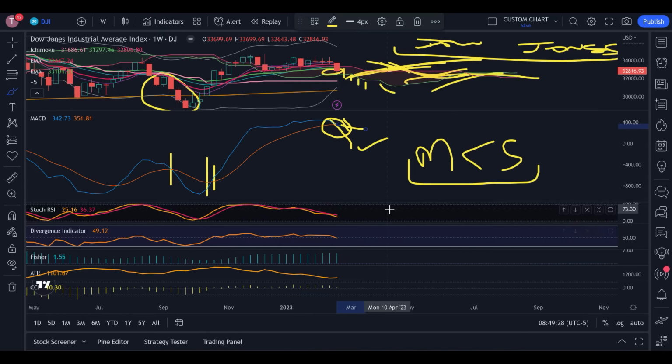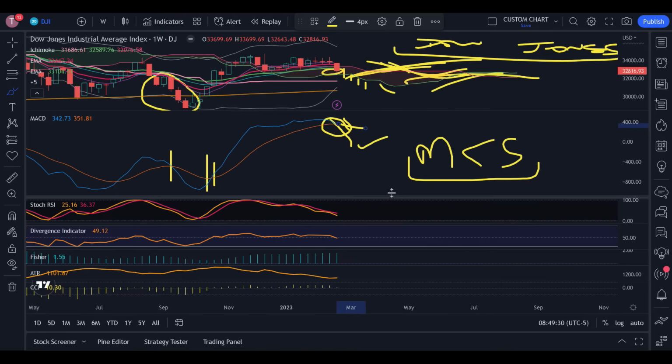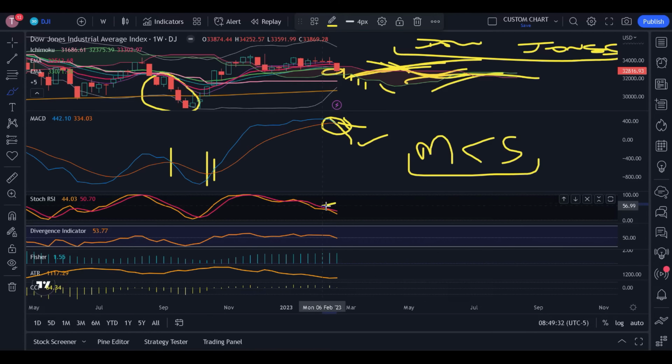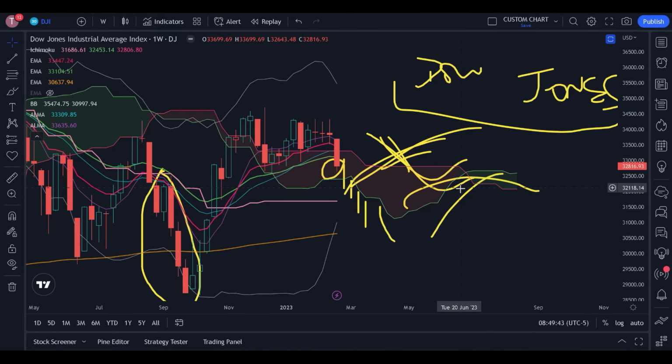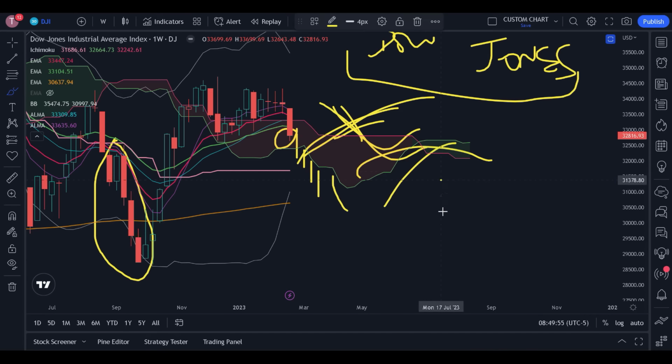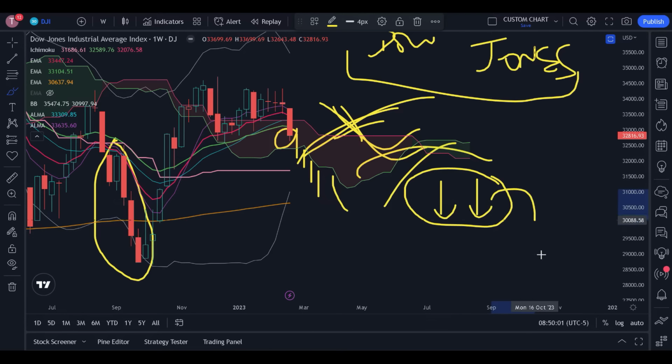Now, that was not the only thing. The second thing that comes into the picture is the stochastic RSI. Stochastic RSI is already bearish. Now MACD is bearish and the stochastic RSI is bearish. If you have subscribed to my channel for the last many months, or more than a year or two, then I have mentioned this many times: whenever the MACD and the stochastic RSI are both aligned in a particular direction, that becomes the direction of that particular stock, index, crypto or commodity.